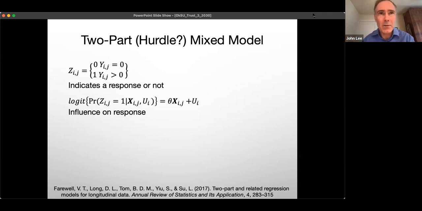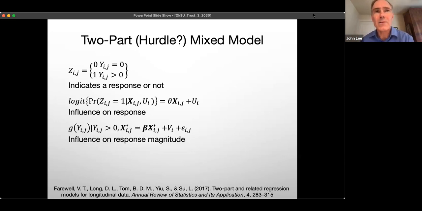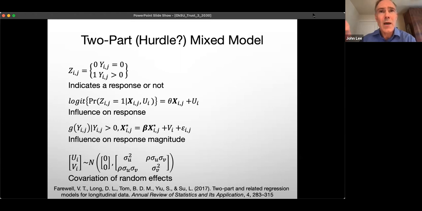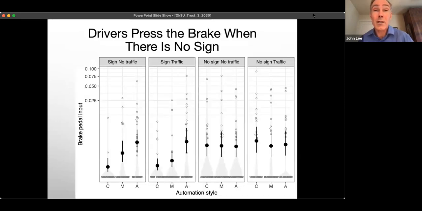And that can be modeled as a logit function, so a logistic regression type approach there. The second part of this two-part model is the influence on the response magnitude. So given that there was a response, what is the magnitude of the response, just as a linear regression? And the really interesting thing here is the U_i and the V_i, and that gives you the covariation of the random effects associated with the two parts of the model. So these two parts are coupled, and that allows you to assess the degree to which these two parts of the model represent separate processes or not. I'll show you in our case what happened.